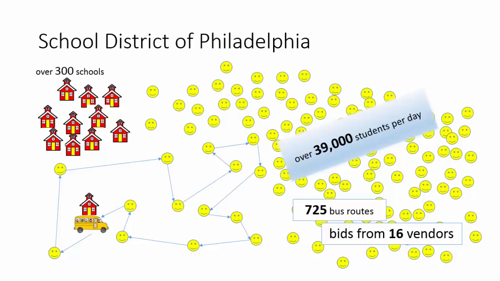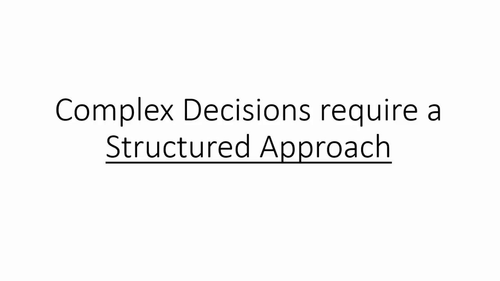Clearly, it would have been impossible for the school district to find this solution without the aid of an optimization model. For problems of this complexity, brainstorming and trial and error approaches are clearly insufficient. And this is the critical fact that makes the skills in this course so important. Complex decisions, such as allocating those 725 bus routes across the vendors, require a structured approach.